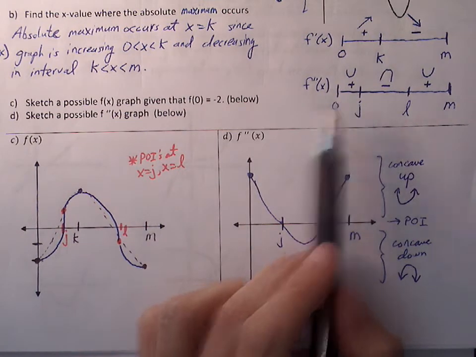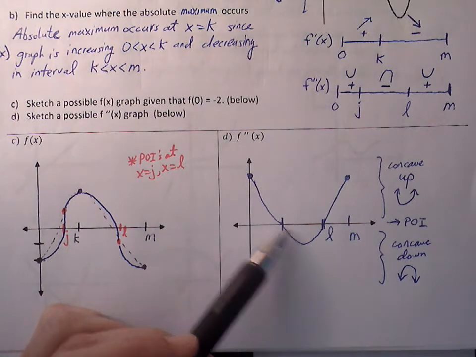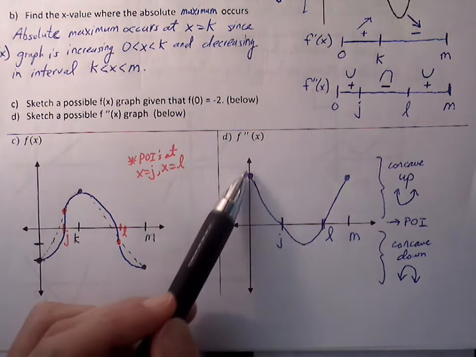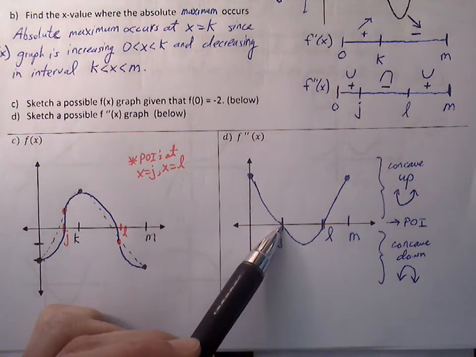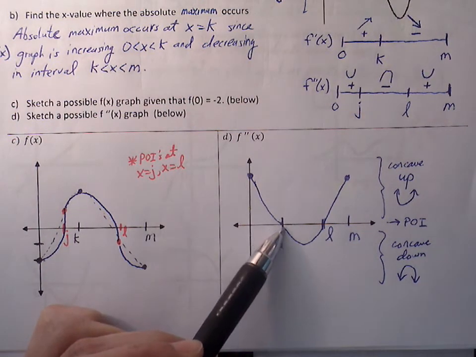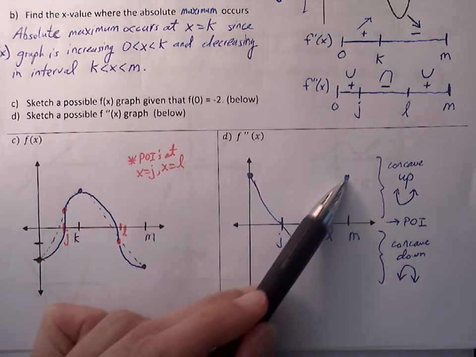So I know my graph is going to be concave up, and it's going to have to reach these x-intercepts at J and L. So concave up, it's going to have to connect to that point above the x-axis. From J to L, concave down, so below the x-axis. From L to M, concave up, above the x-axis.